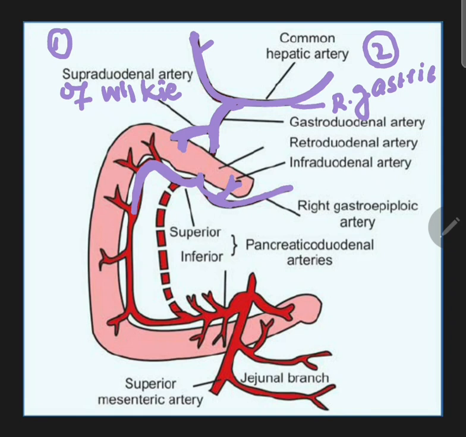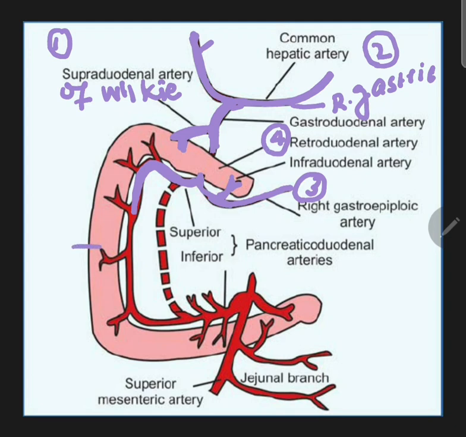Okay, and the rest will continue as the right gastroepiploic artery. So what additional sources did we have? One is the supraduodenal artery of Wilkie, the other one is the right gastric artery, the third source is the right gastroepiploic artery, and the fourth source is the retroduodenal branch of the gastroduodenal artery. That's done. So let's revise it again.